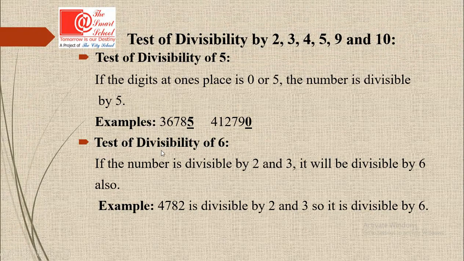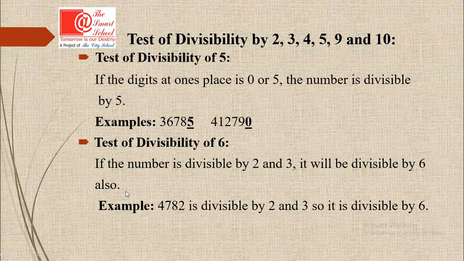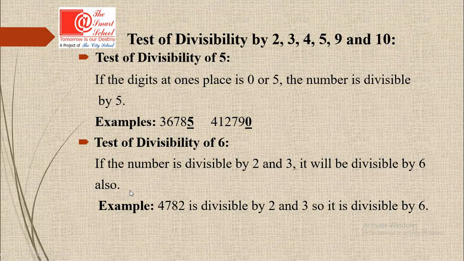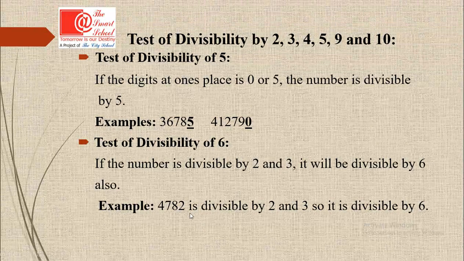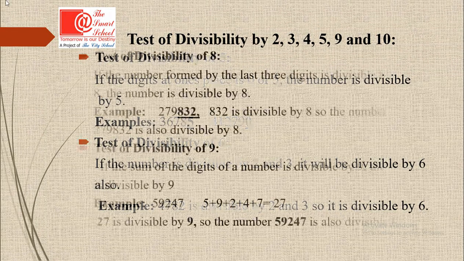Now test of divisibility of 6. If the number is divisible by 2 and 3, it will be divisible by 6 also. So there is no separate test for 6, but we will see if these are divisible by 2 and 3, so the numbers are divisible by 6 also. So 4,782 is divisible by 2 and 3, so it is divisible by 6 also.